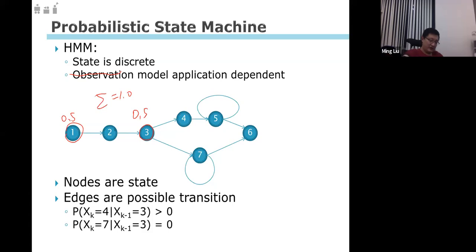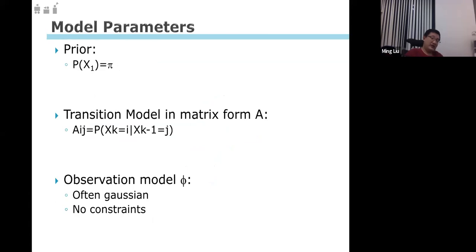In this example, if you have state 1 and state 3 as 0.5, then the prior will be a vector: state 1 is 0.5, state 2 is 0, state 3 is 0.5, then 0, 0, 0, etc. You have 7-dimensional initial states. And then you have a transition model. That's a matrix. This matrix defines the transition probability from time k minus 1 to time k.